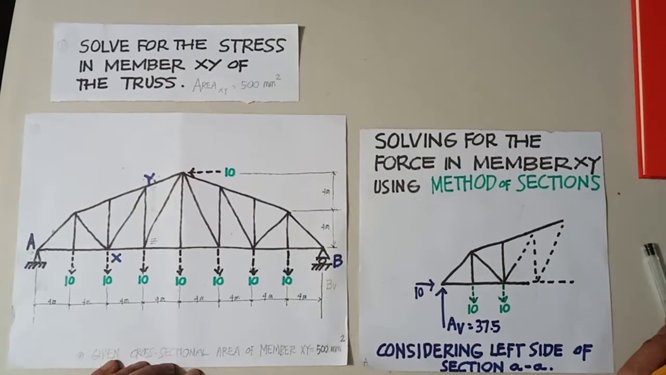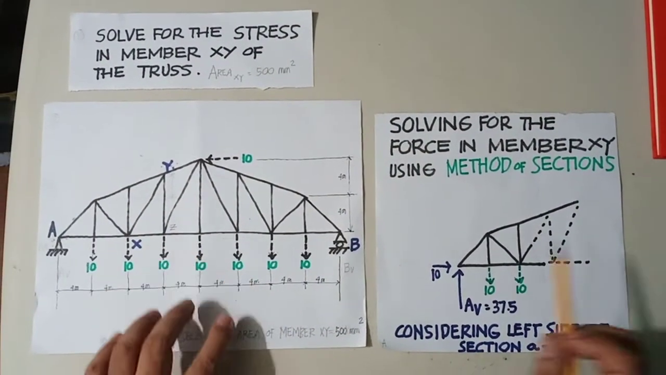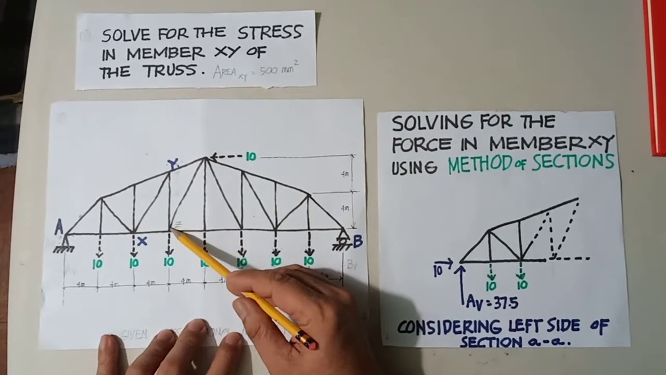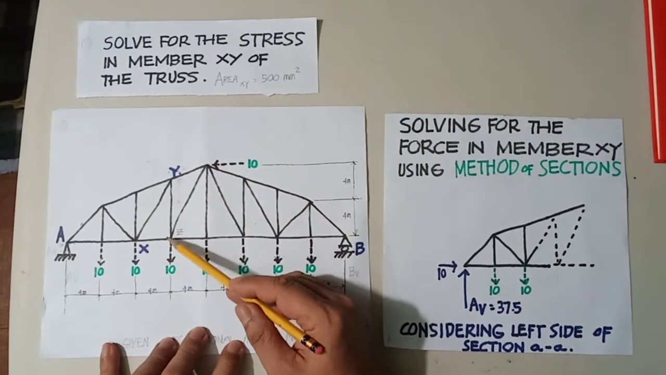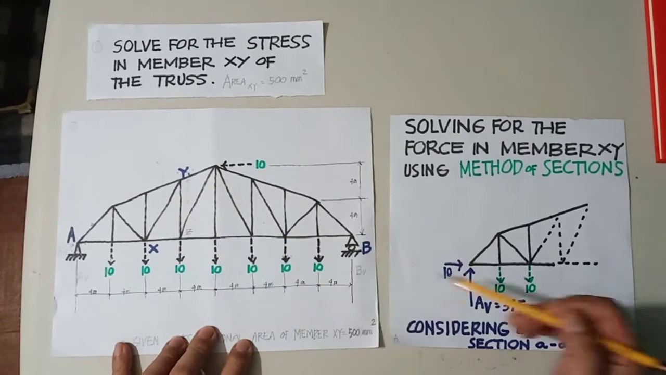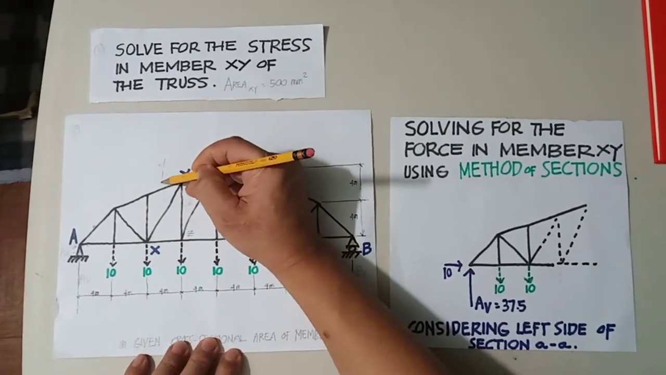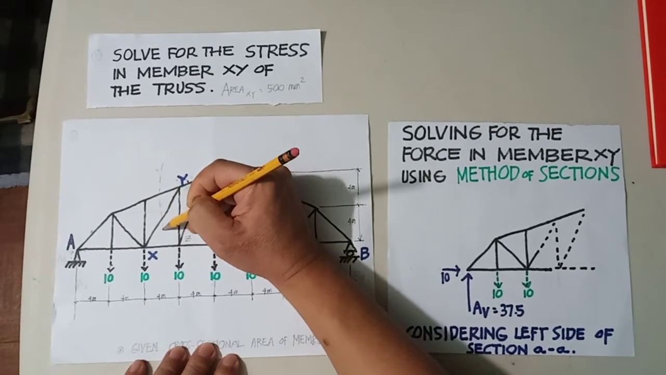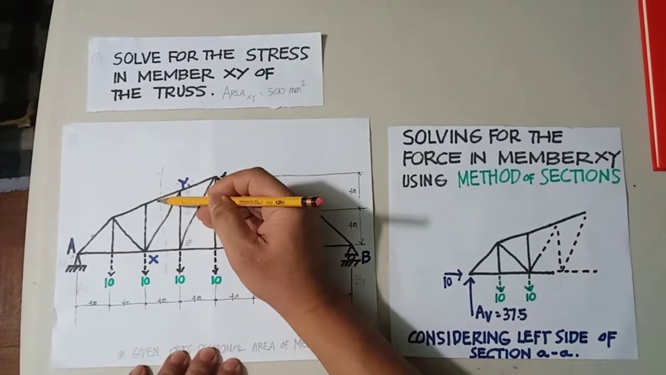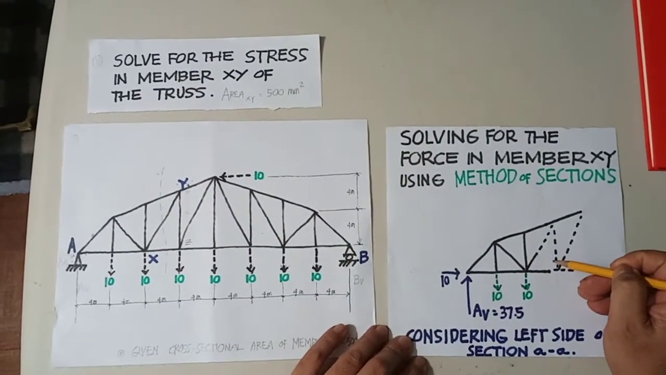Good day. Let us now continue solving for the force in member XY. This is our given truss, and remember, we are going to solve for the force of this member XY. So what we're going to do is to consider passing a section through these members of your given truss, and we're going to isolate this section, thus giving us this section.